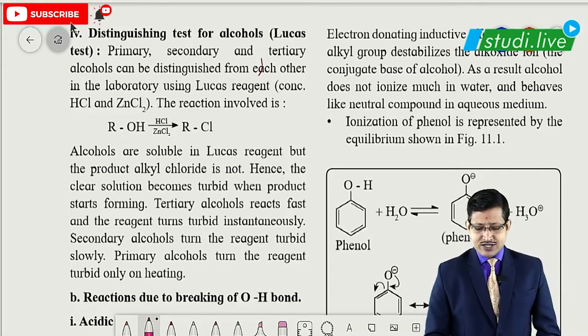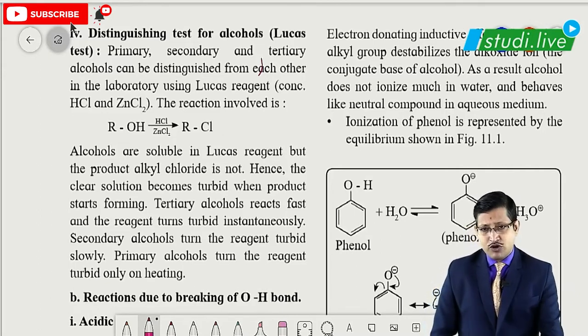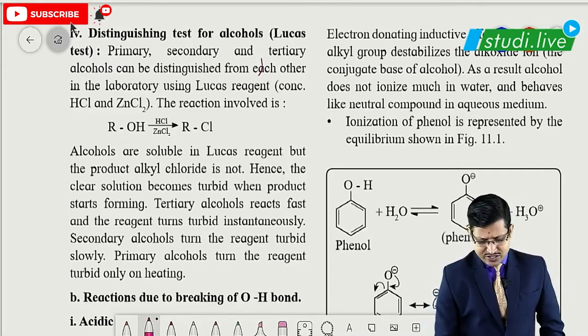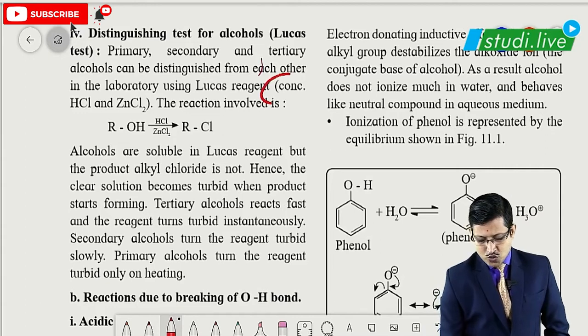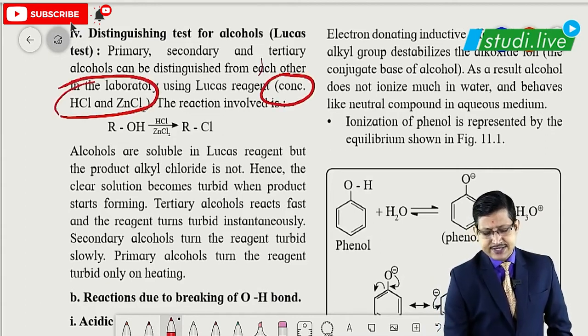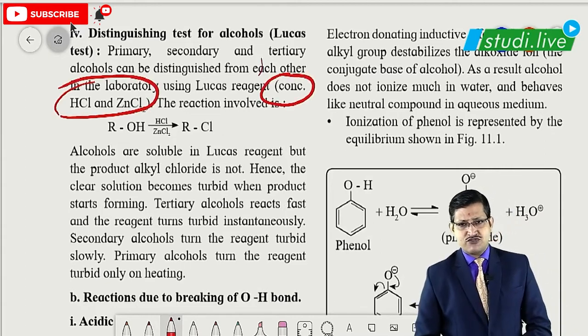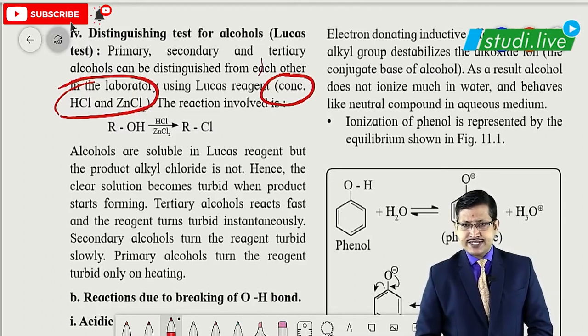Now basically, what is Lucas reagent? You can get a question on what Lucas reagent is. So let's try to understand how you will answer it. A mixture of concentrated HCl and ZnCl2 is called Lucas reagent.